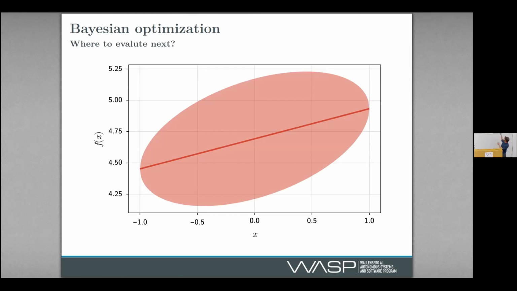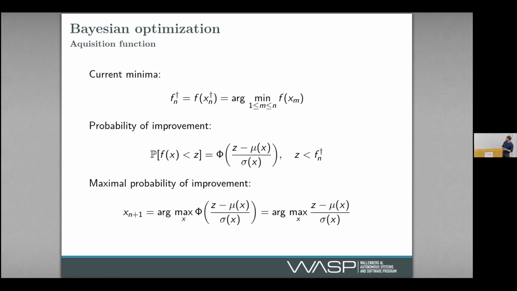So we've evaluated the endpoints. Now, how do we go about finding the minimum? We need to figure out where to evaluate the function next. And so what we need is what's called an acquisition function. I'm just going to call this f dagger n, the smallest value we've seen so far out of our evaluations, and the corresponding point where we evaluated, x dagger n.